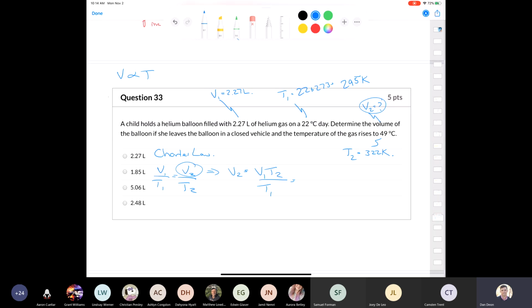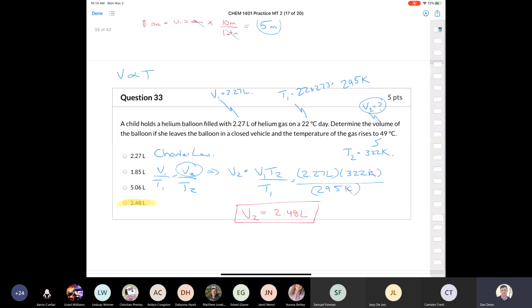Let's plug in some numbers. Our initial volume is 2.27 liters, our final temperature is 322 Kelvin, and our initial temperature is 295 Kelvin. Look at this, our units of temperature cancel, and we get that our V2 is equal to 2.48 liters. The volume did go up. It rose from 2.27 to 2.48 liters, and that is the correct answer.